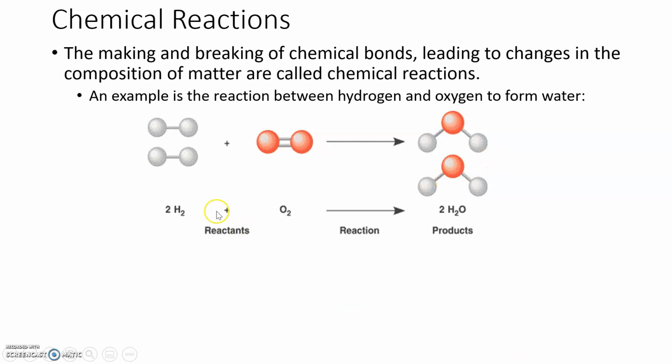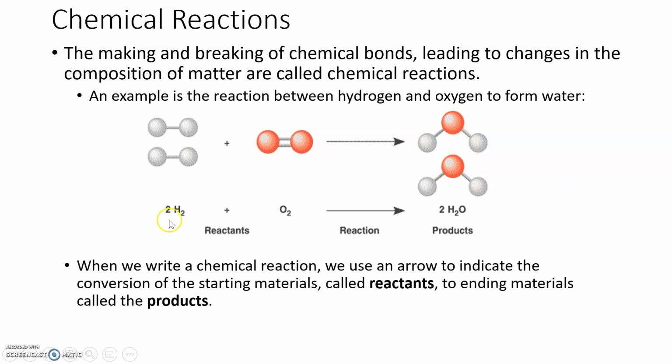And this is hopefully a familiar chemical equation for you. We're adding hydrogen to oxygen to make water. And so we're visualizing this chemical reaction. So that's what we're looking at here, a chemical reaction, breaking and reforming of chemical bonds to make new substances. So when we write these chemical reactions, that arrow indicates the conversion from starting material, which we call reactants, to the ending material, which is called products.